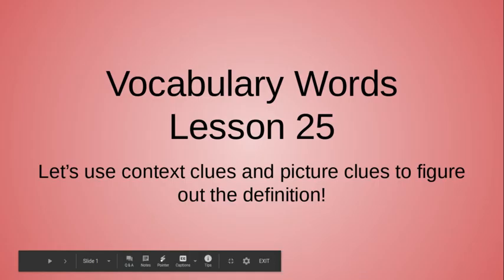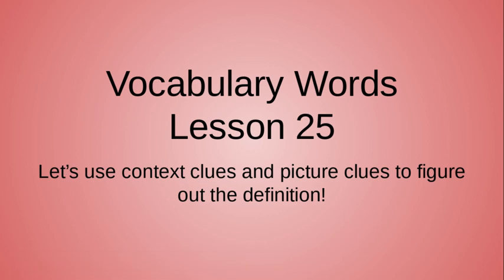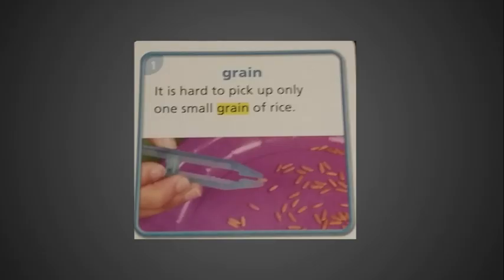Let's take a look at our new vocabulary words for Lesson 25. Remember, we're going to use context clues and picture clues to figure out the definition for each word. Context clues are words or clues in a sentence that help us figure out the new meaning of a word we haven't seen before. Let's take a look at our first new word.